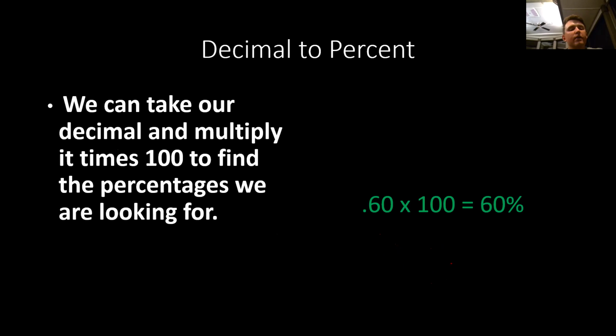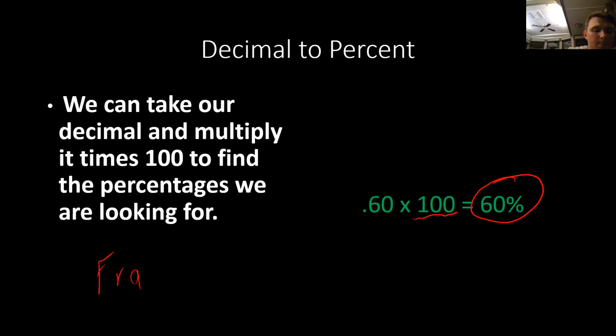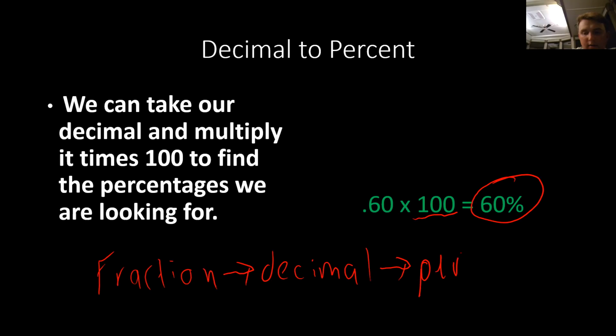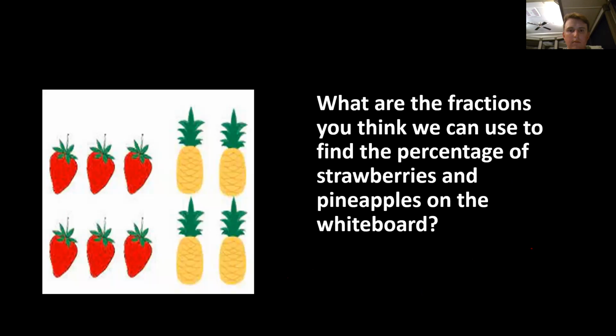And decimal to percent, we can take our decimal and multiply it times 100 to find the percentage we are looking for. So that decimal of 0.60, we're multiplying it times 100, and that's going to give us our percent, which is 60%. So we got to take it from a fraction to a decimal to a percent. Please take this information down in your notes and pause the video in order to do so.